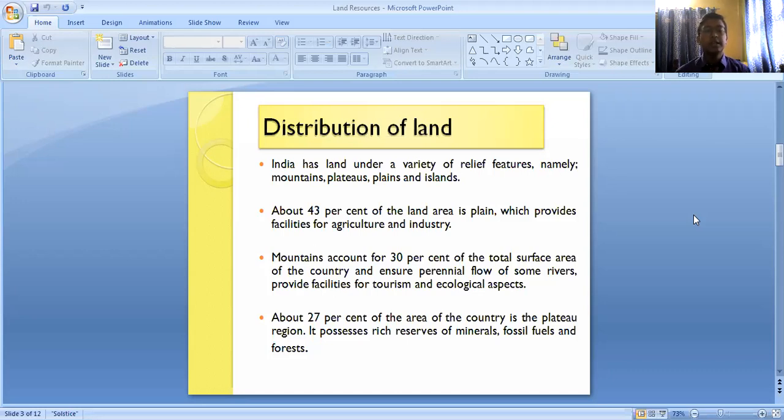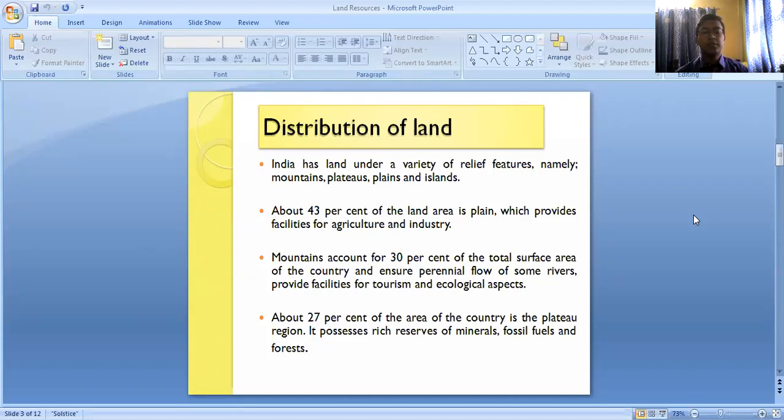Here you see that 43% of the total land area of our country is plain area. That means it is part of the northern plain. And this plain area provides facilities for agriculture and industry.